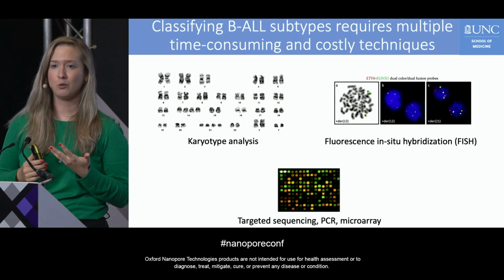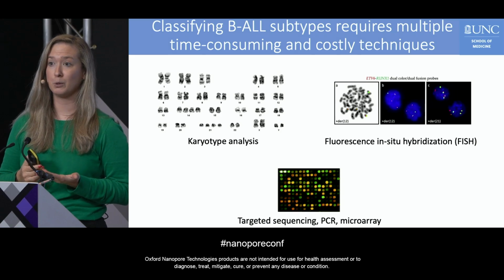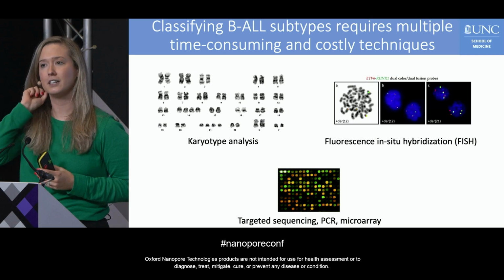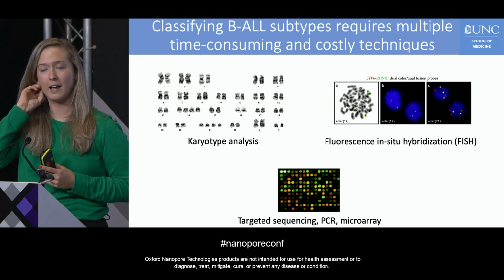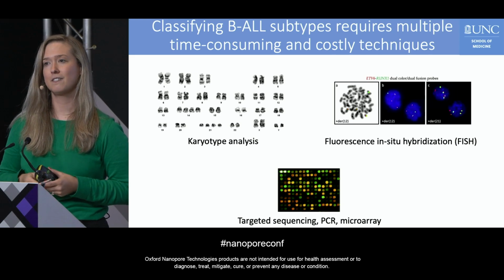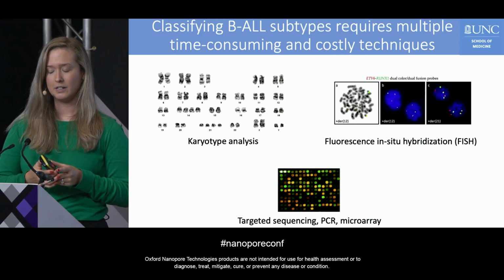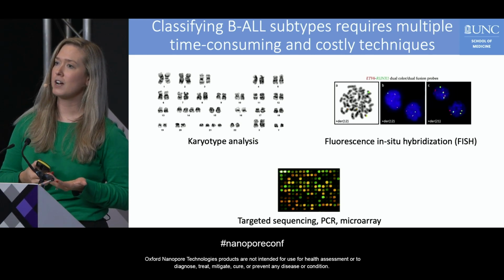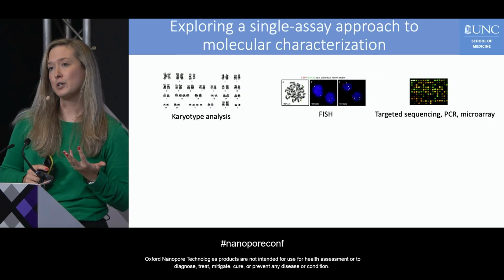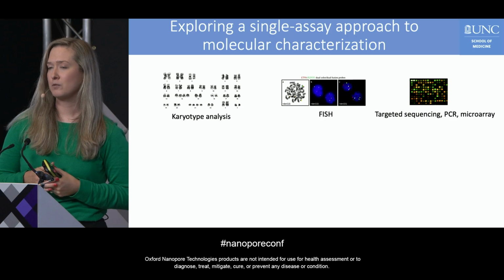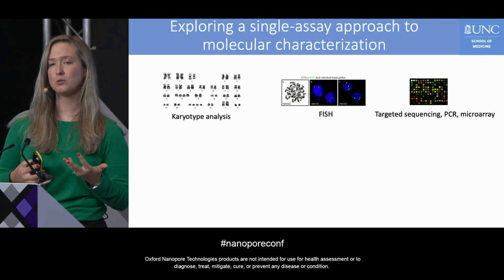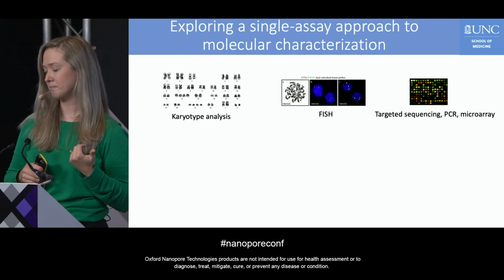I mentioned that we can often see these changes at both the chromosome level as well as the gene level. And FISH is a technique that we use to look at these changes at the gene level. There are a number of other techniques that are also commonly used, including targeted PCR as well as microarray. The primary goal of the work that I've been involved in is to explore whether we can recapitulate these clinical results using a single assay.